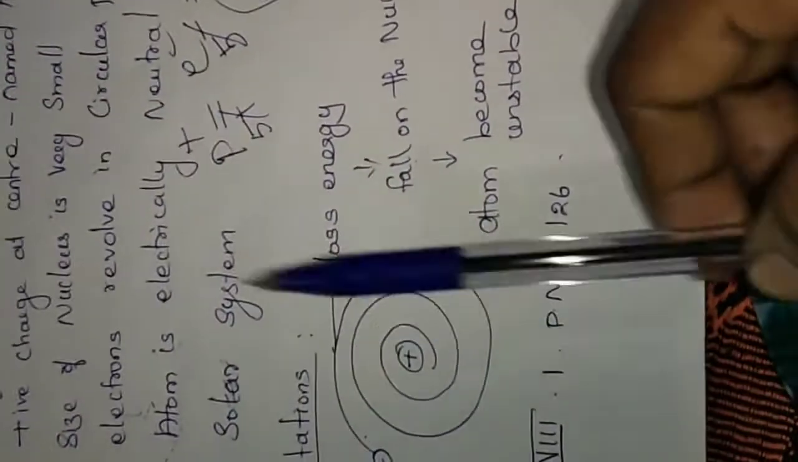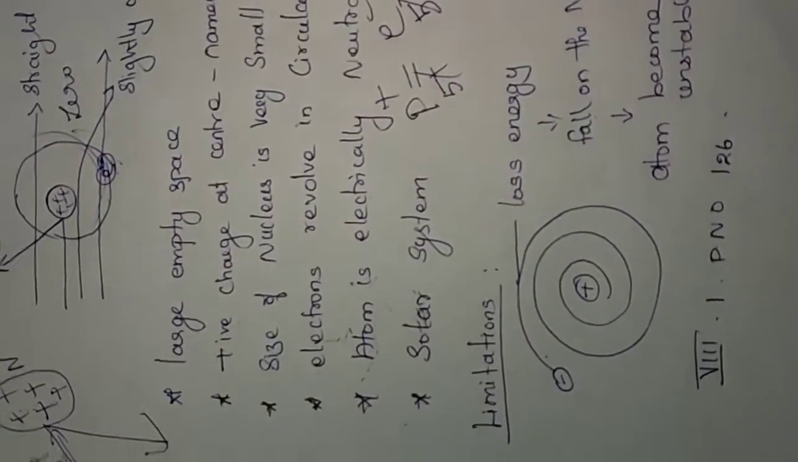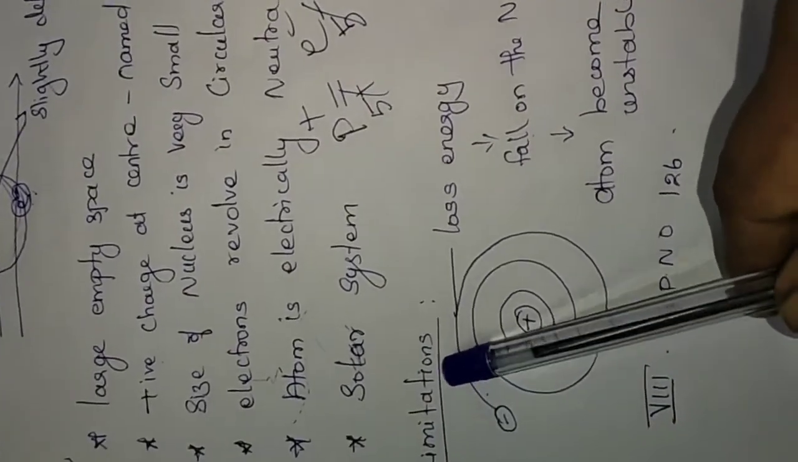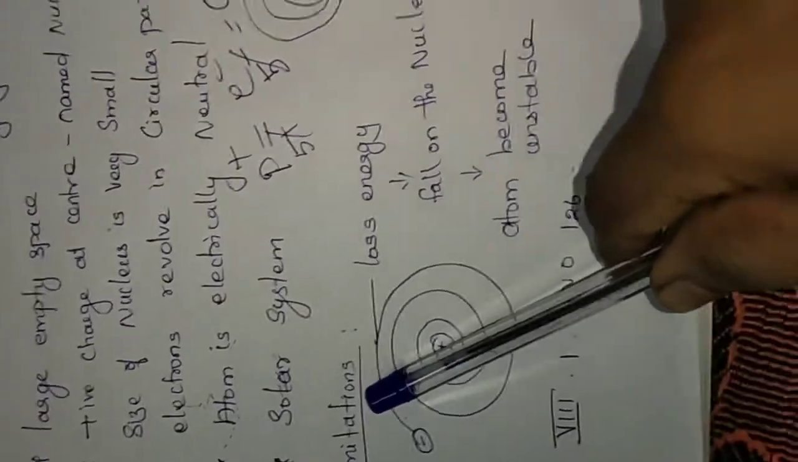The next one is limitations. Limitation means, students, you can say it is a drawback. What's the drawback in his experiment? Whatever he said is right, but there is a point.